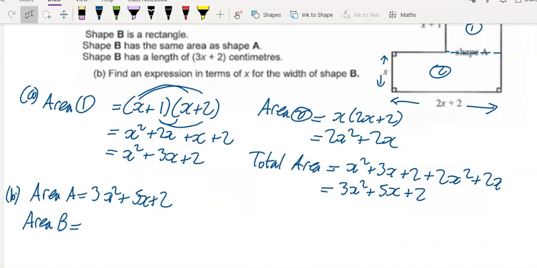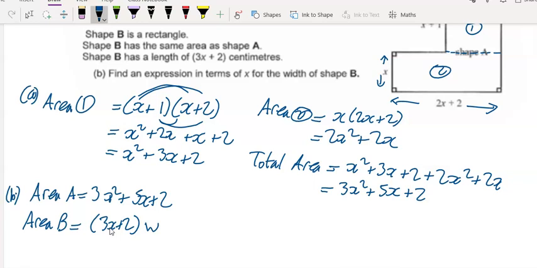Okay, for part B, it says shape B is a rectangle. Shape B has the same area as shape A, and shape B has length of 3x plus 2 centimeters. Find an expression in terms of x for the width of shape B. Okay, we know what shape A is. It is 3x squared plus 5x plus 2. And shape B must have the same area. We'd say shape B is the same thing, but we know its length is 3x plus 2. And its width, we're going to say, is equal to W. Okay, and that's what we need to find.